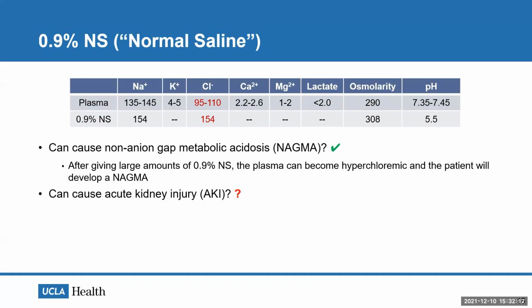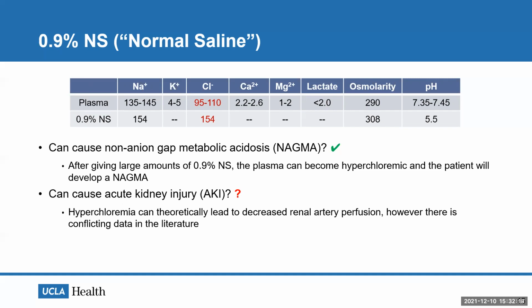Can normal saline cause AKI? It's a weird question to ask. We're resuscitating someone. It should always help. Well, hyperchloremia can theoretically lead to decreased renal artery perfusion, but there's a lot of conflicting data in the literature, so the jury is still out on this one.